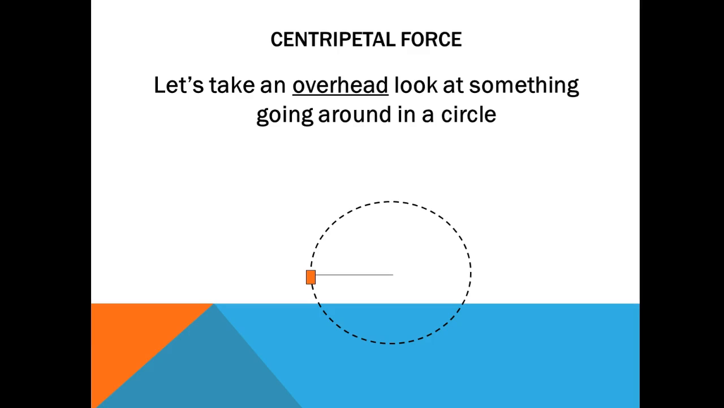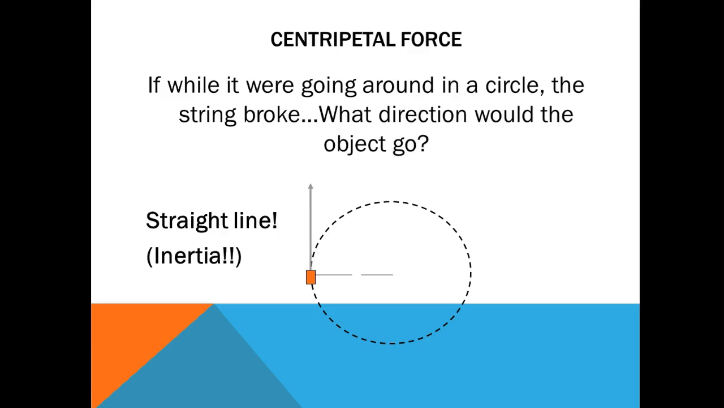Let's look at an object overhead as it's moving in a circle. So in this case, let's pretend it's an object on a string. So it's a tension force swinging an object in a circle. If while we're going around, that string broke, that object would keep moving in a straight line. It would not move with the curve. Inertia would say an object in motion tends to stay in motion. So that object is going to keep going completely straight.